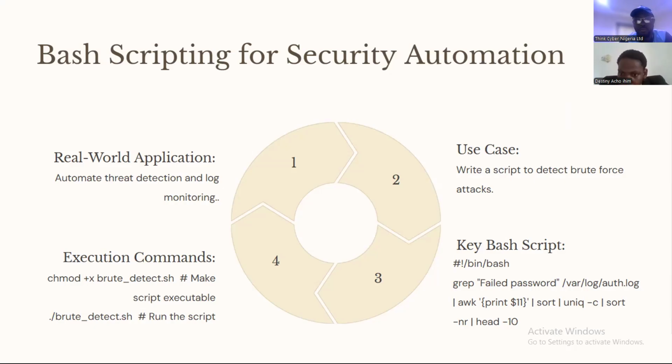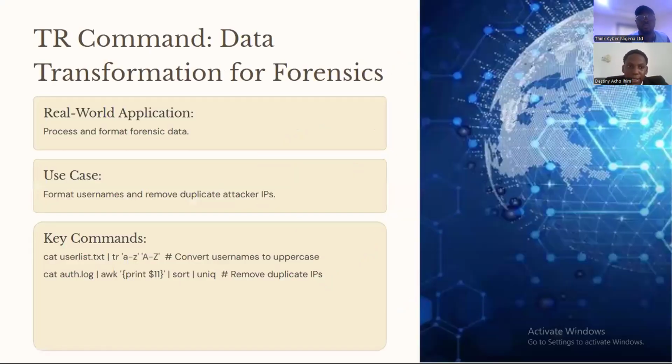In a scenario where you want to check if a file exists or not, you can use the if statement to check whether a file exists or not, instead of manually checking it and wasting valuable time. The automation is basically what bash scripting helps us secure. So that's the use case, right? The next thing is the tr command.